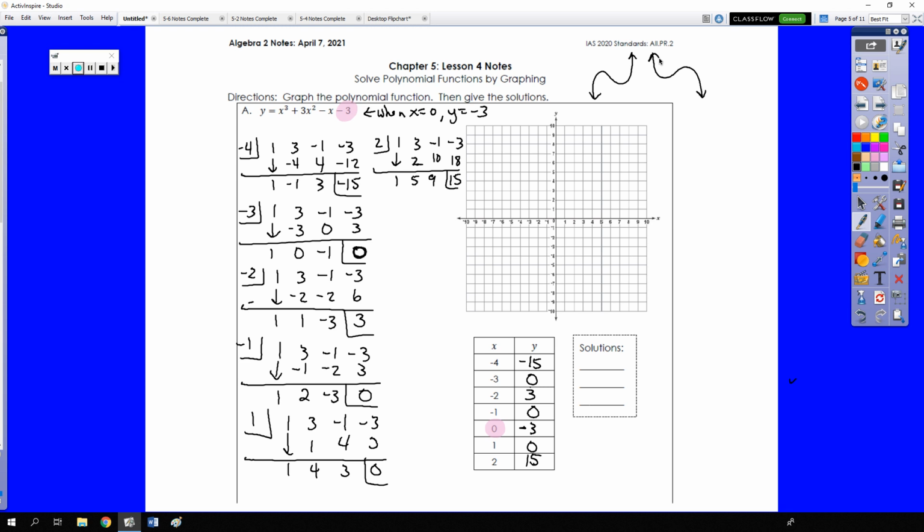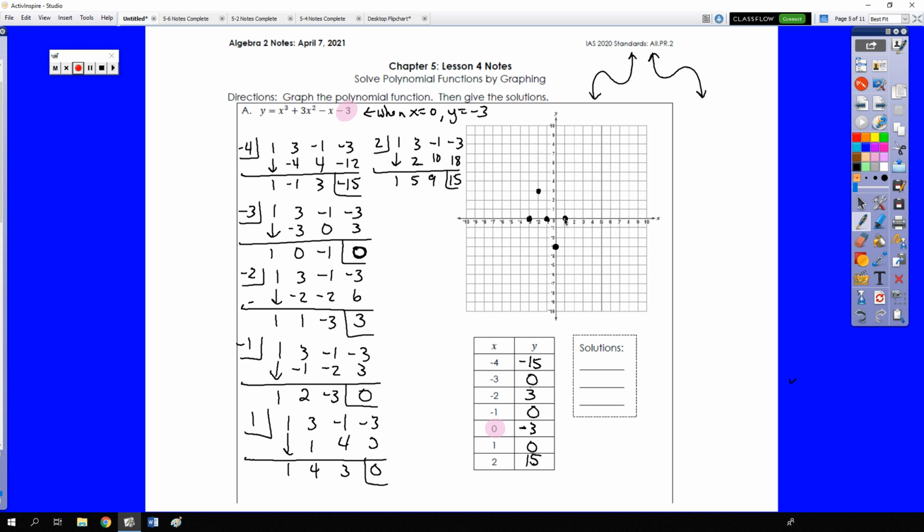So if we graph the points that are on the graph, we're looking at (-3, 0), (-2, 3), (-1, 0), (0, -3), (1, 0), and the rest of the points, 2 were off the top of the graph, -4 were off the bottom of the graph.